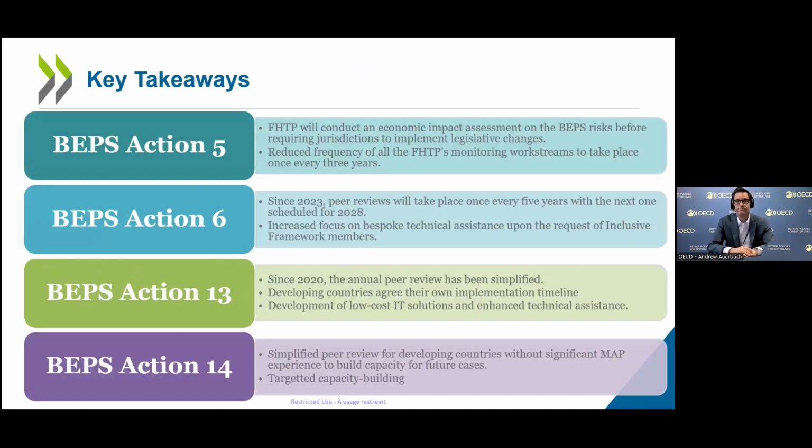To summarize, for BEPS Action 5, the review process now takes a more pragmatic approach to avoid unnecessary burdens, and the monitoring process is less frequent. For BEPS Action 6, the peer reviews have been reduced to once every 5 years instead of annually, with an increased focus on capacity building. For BEPS Action 13, the annual peer review has been simplified. Developing countries are able to choose their implementation timetable in accordance with their own priorities, and the Secretariat is developing low-cost IT solutions. For BEPS Action 14, the peer review has been simplified for developing countries with targeted capacity building available as needed.